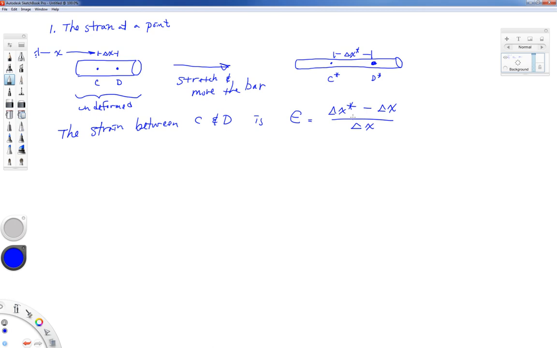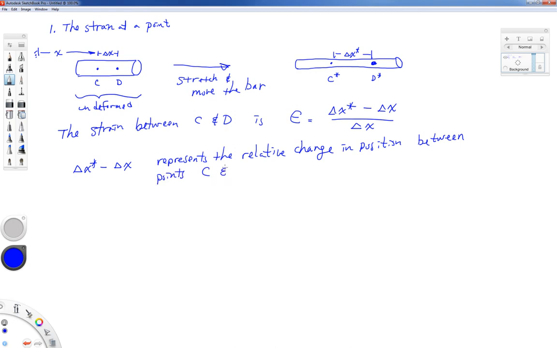Now on the top, this term, delta X star minus delta X, what that represents is the relative change in length, the change in position between points C and D. I'll go over that again in just a second. So that's the relative change in position. So let's do an example.